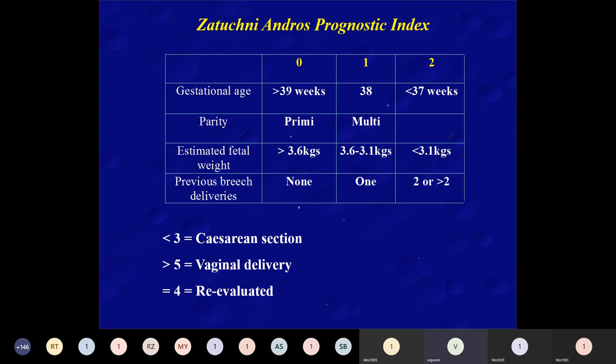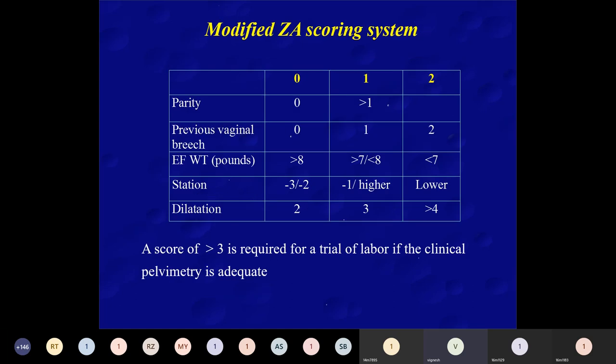Similarly, you have a modified Zatuchni-Andros scoring system where a score of more than 3 is required for a trial of labor if the clinical pelvimetry is adequate. This is the modification where they considered parity. So multiparity has more score, previous vaginal birth has more score, and estimated fetal weight, I told you, average is 3 kg. It is in pounds, but we take the average as 3 kg. Station of the head: a lower station is a better score compared to a higher one. Dilatation of more than 4 cm has a better score.